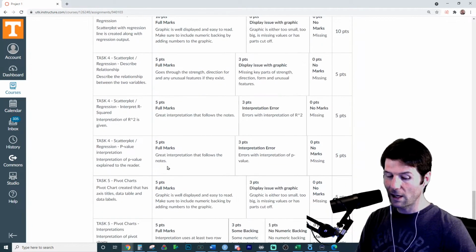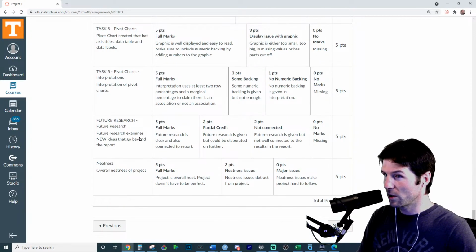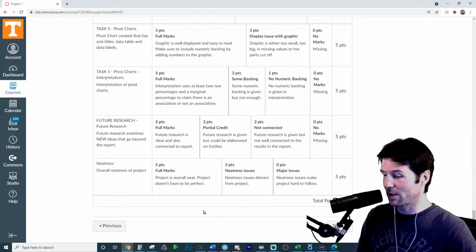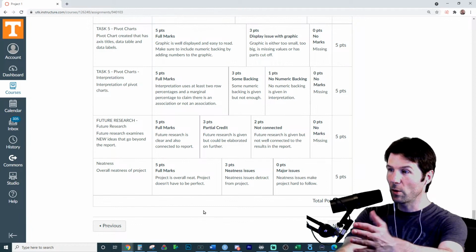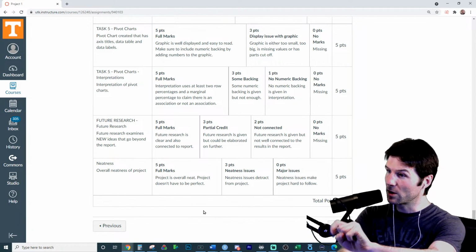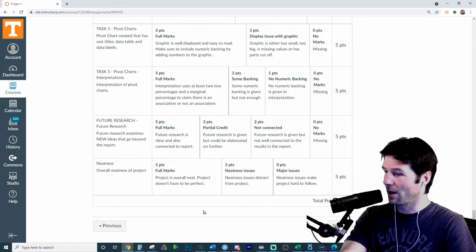If you go through here, you can see how you're graded on everything, even the future research and the neatness. Make sure your project's nice and neat. So that is a quick overview of the project. We will be going into more detail next Monday for a dedicated stream to that.